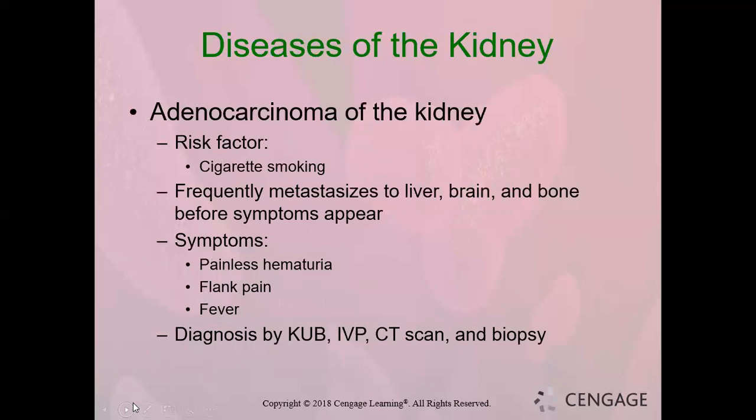Cancer of the kidneys, risk factor is cigarette smoking. It's a frequent metastasis to the liver, brain, bone before symptoms appear. They're going to have painless blood in the urine. They're going to have back pain, fever. I know of one lady who passed away from a carcinoma of the kidney that had chest pain as her main symptom. They're going to do a KUB, an IVP, a CT scan, and biopsy. The way they found this lady's cancer was they did a bone scan that showed the kidney cancer.